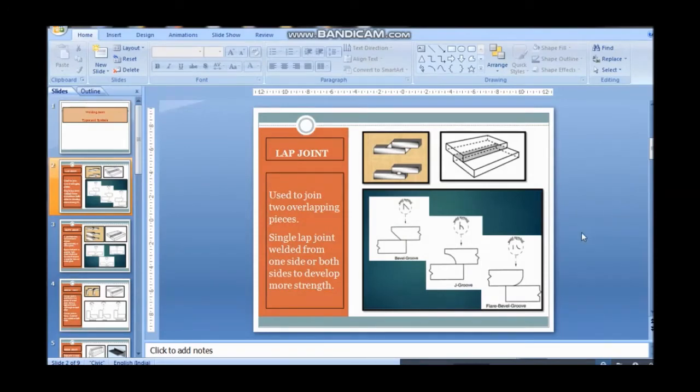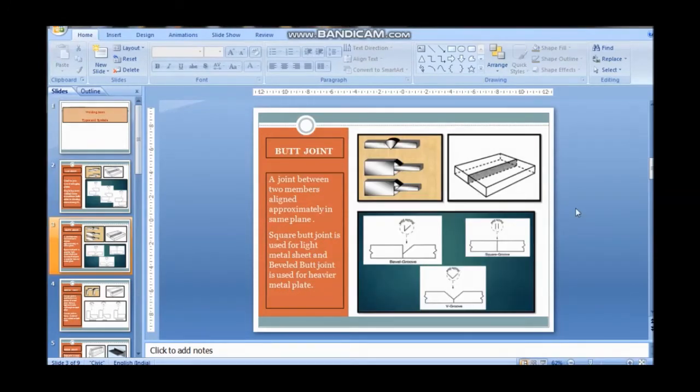Next is the butt joint. You see, in the butt joint there are two plates which are in the same plane. It means two plates are side by side, and welding has been done in the middle. So this is another diagram of a butt joint. Here this is plate number 1, this is plate number 2, and we have used a bevel edge here. We can weld in this way also, on the upper side and lower side.